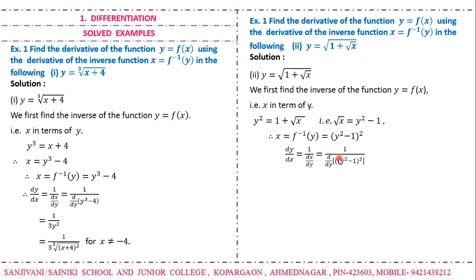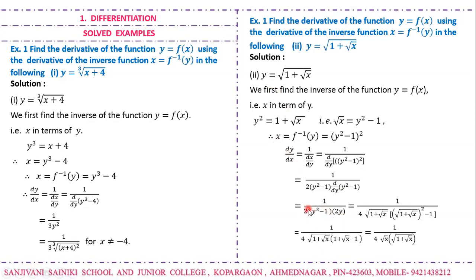Now here dy by dx is 1 upon dx by dy. So 1 upon d by dy of the given function, y square minus 1 bracket square. So its derivative is 2 times y square minus 1. Here the derivative of f of x square is 2 times f of x into f dash of x. Use that formula and find the derivative. You will get the derivative this way. Then we have to substitute the value of y. So we get the derivative of y with respect to x.